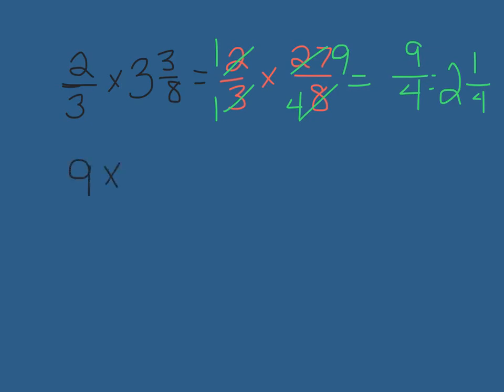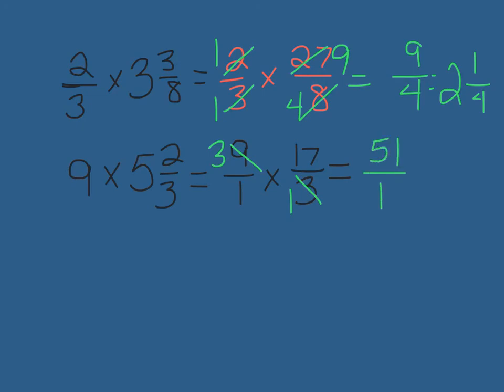9 times 5 2/3. That equals, I need to turn that 9 into a fraction, so I do 9 over 1 times, now I change my improper fraction, 3 times 5 is 15 plus 2 is 17 over 3. Now I see I can reduce this 9 and 3. 3 goes in there 3 times, and it goes in there 1 time. Now I have 3 times 17, which equals 51 over 1, which equals 51.